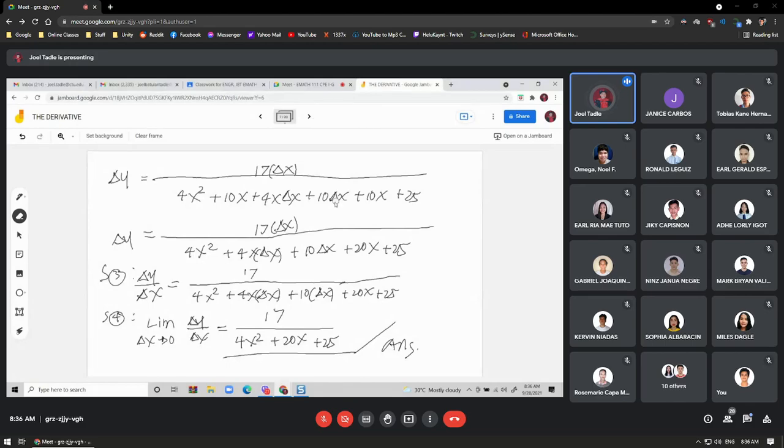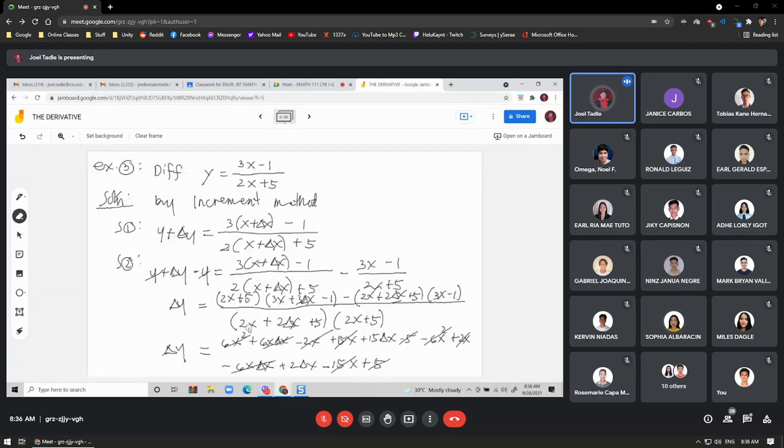Okay, so let's continue, guys. Our numerator is 17 delta x. Then our denominator is 4x squared plus 10x plus 4x delta x plus 10 delta x plus 10x plus 25. So this denominator is from our LCD earlier, which we multiplied.